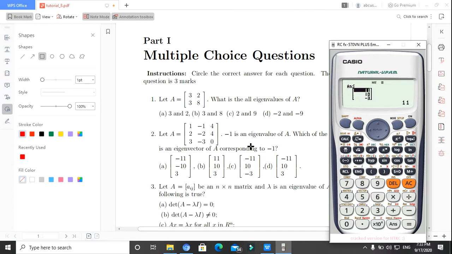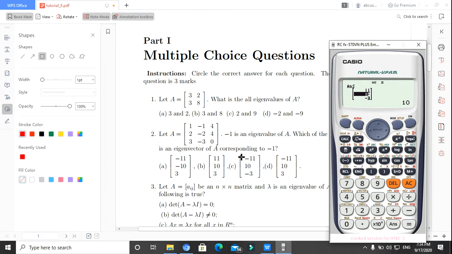Okay, and here given that the eigenvalue is -1, we are just going to find the corresponding eigenvector. So first we multiply this matrix A and this matrix in the first option. Then the next step is dividing by the eigenvalue. Here the eigenvalue is -1, so we have to divide this result by -1. Let me divide this result by -1, and the matrix will be -11, -10 and 3.